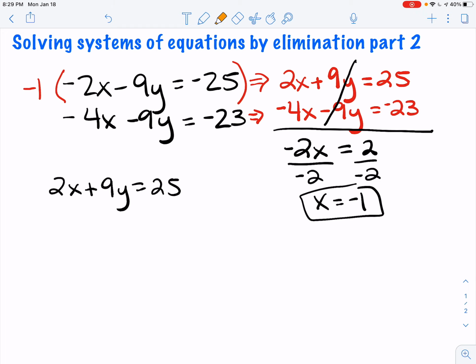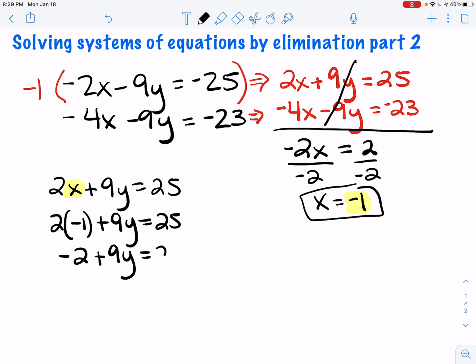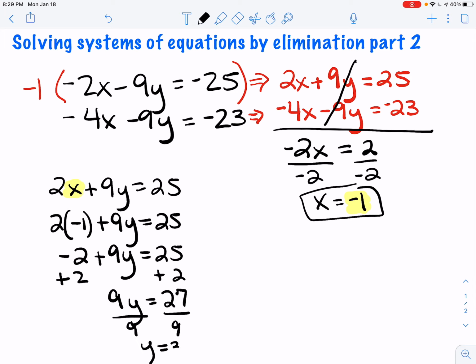And I'm going to take this -1 that I have right here, this x value, and I'm going to substitute it into the equation where I have x. So I have 2 times -1 plus 9y equals 25. Well, 2 times -1 is -2. I still have plus 9y equals 25. Well, let's see. I'm going to add 2 to both sides. So 9y equals 27. My last step is to divide by 9. And I find that y equals 3.